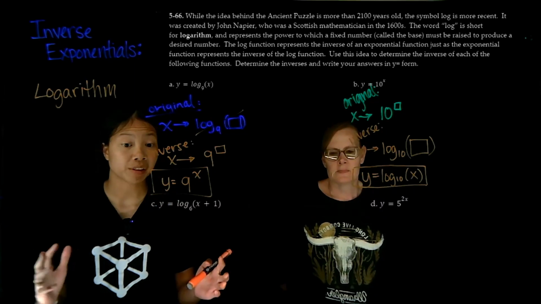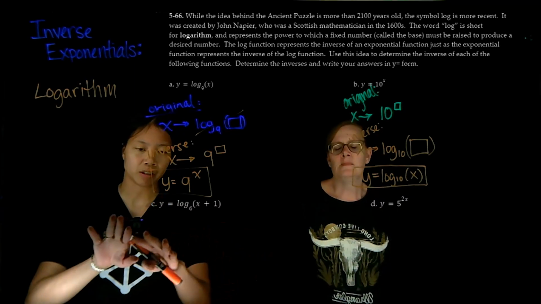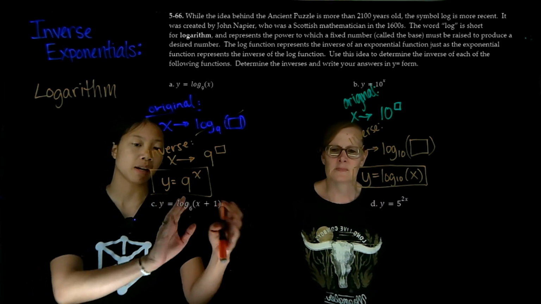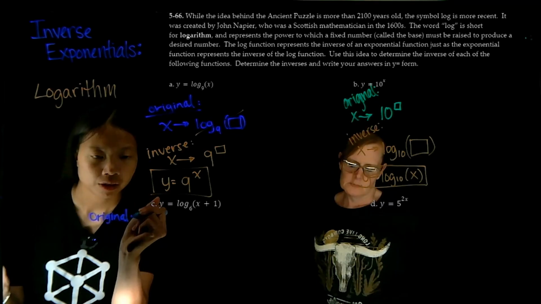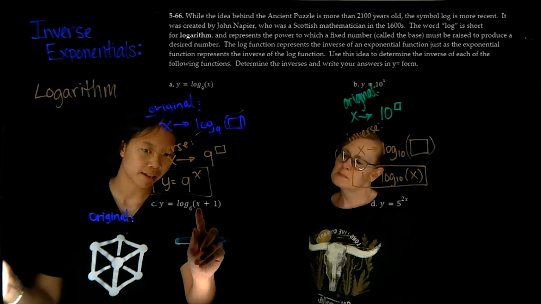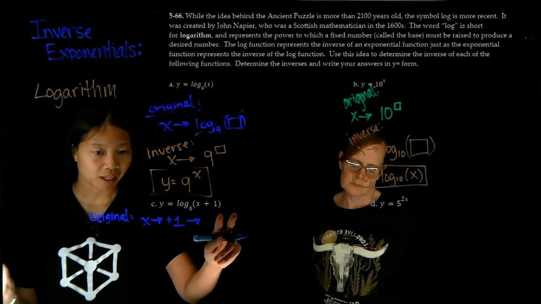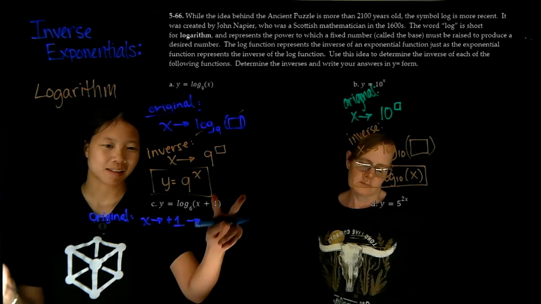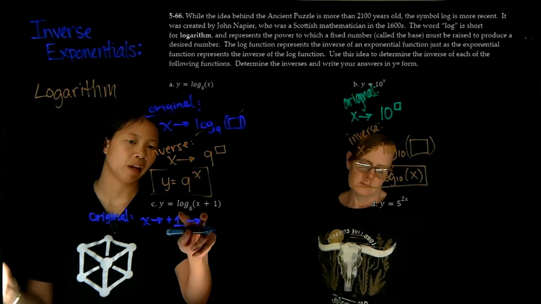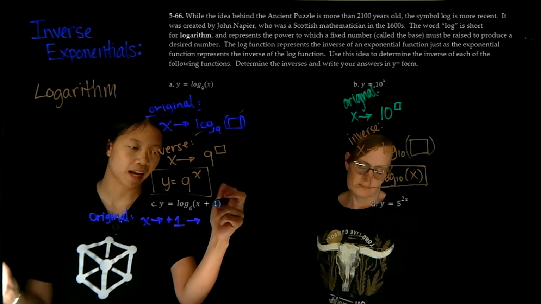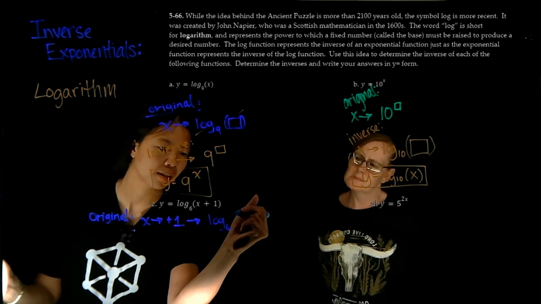All right, let's walk through the same process for C and D. Here in C, we have y equals log base 6 of x plus 1. Let's tell the story of x. With our original function, x is being added with 1. Then after adding 1, that is all inside the log base 6. So now we're taking the log base 6 of all of that.